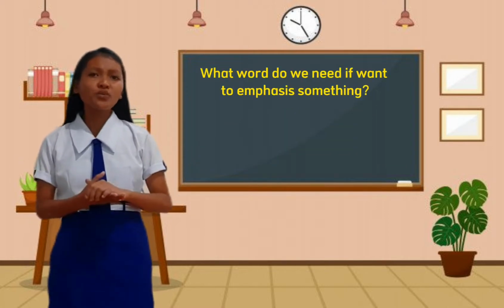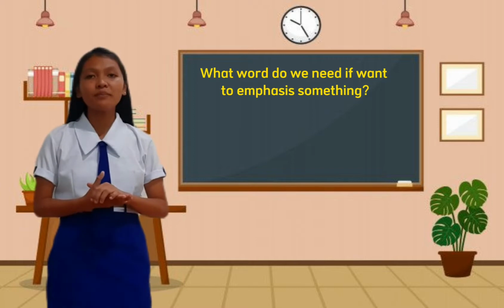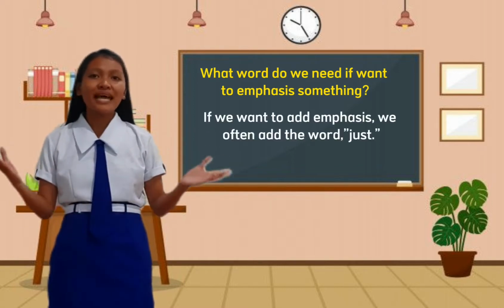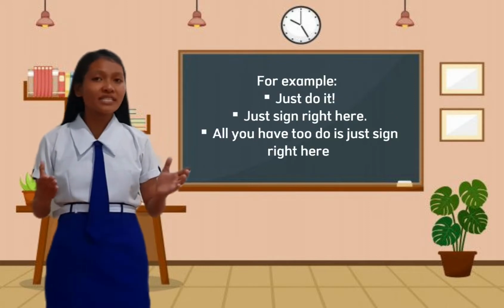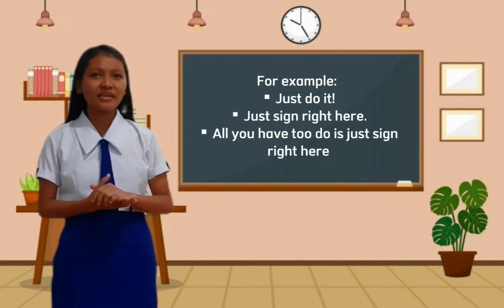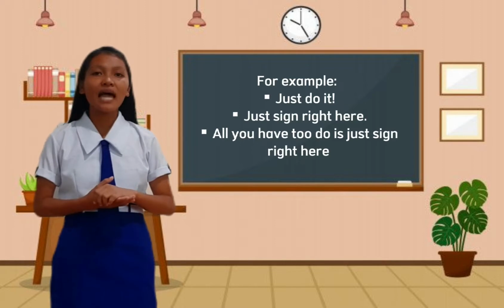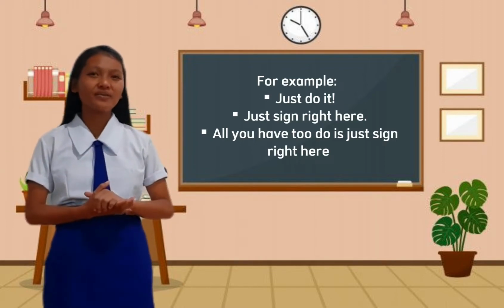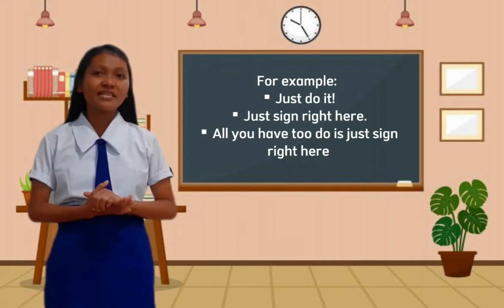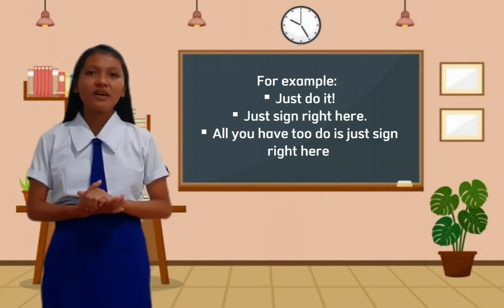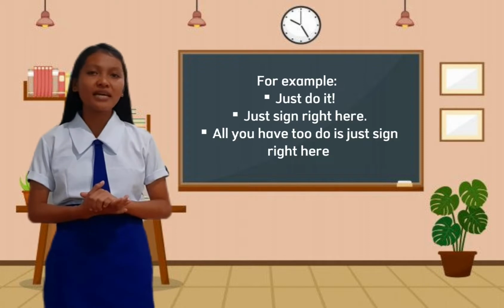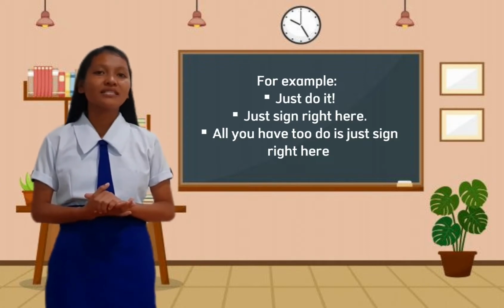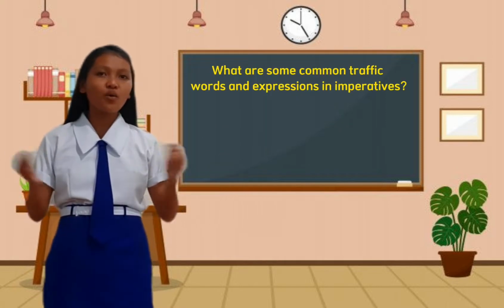Another, what word do we need if we want to emphasize something? If we want to add emphasis, we often add the word just. For example, just do it. This means stop wasting time and do what you promised. Just sign right here. This means it's easy. Sign your name. All you have to do is just sign right here. This means you only have to do one thing and nothing else. Sign your name.